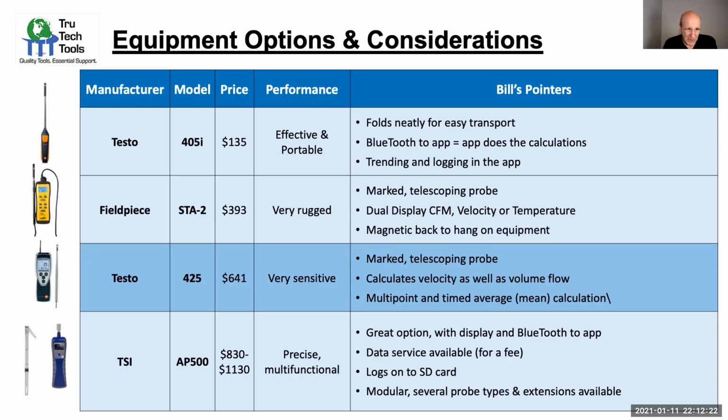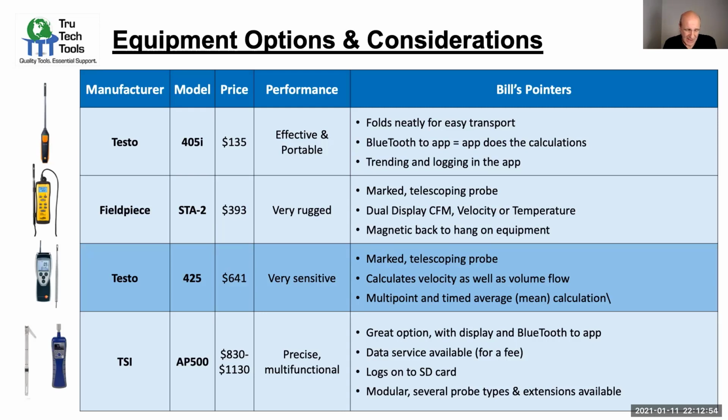Fieldpiece STA2 is a great thermal anemometer, very rugged. It's got a marked telescoping probe, just like the Testo does, so you know where you are as you insert it into the ductwork. The Fieldpiece has a dual display to show you CFM, and can actually calculate CFM as well as the velocity or the temperature on the display, so you've got two different lines on the display. The Testo 425 is a very sensitive, very precise device. Again, a marked telescoping probe. It calculates velocity as well as the CFM if you put in the cross-sectional area.